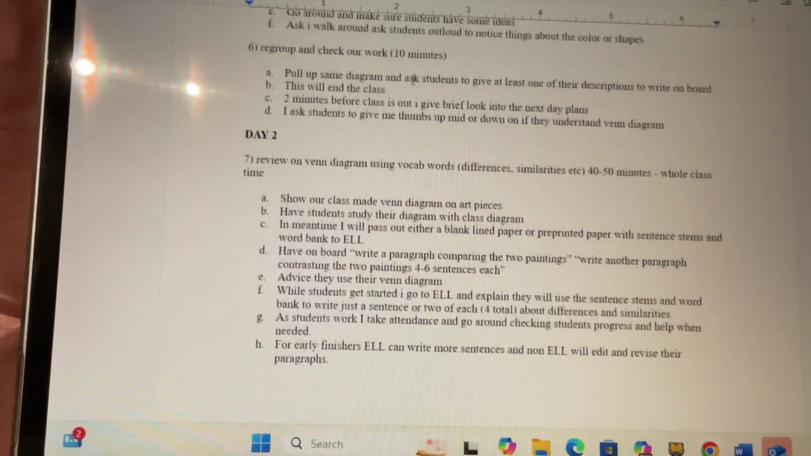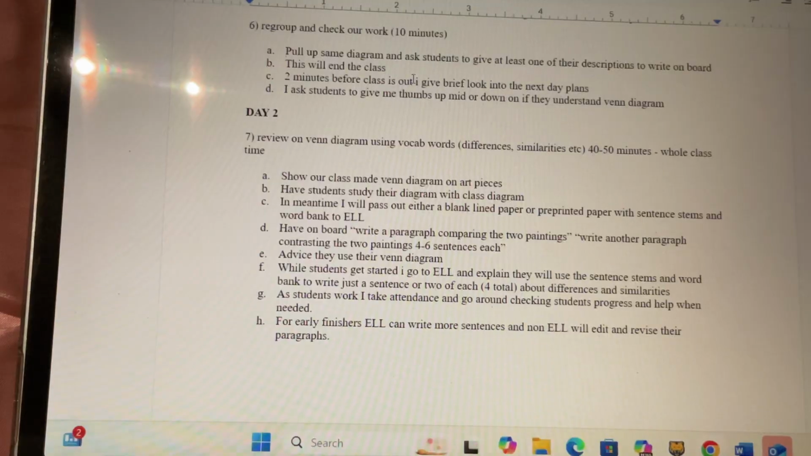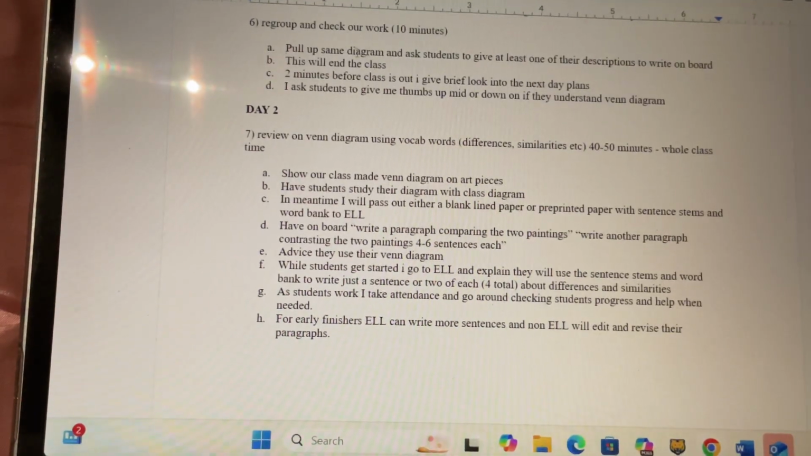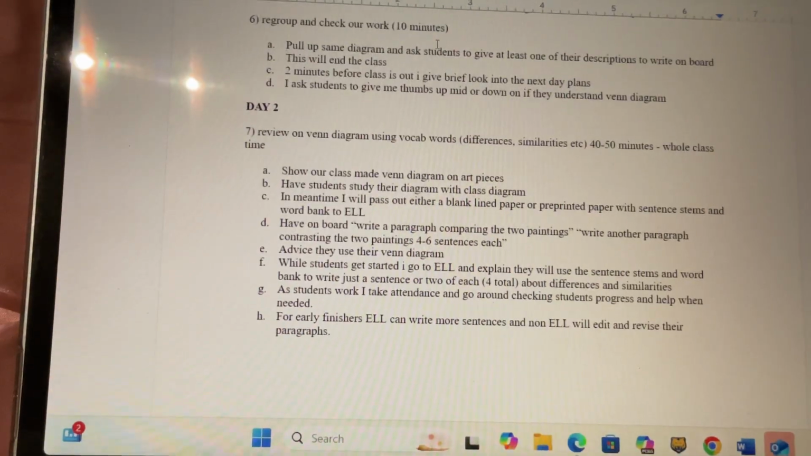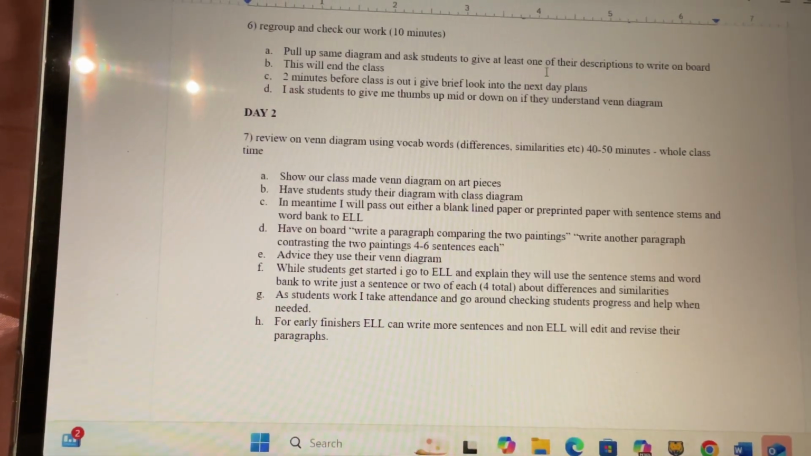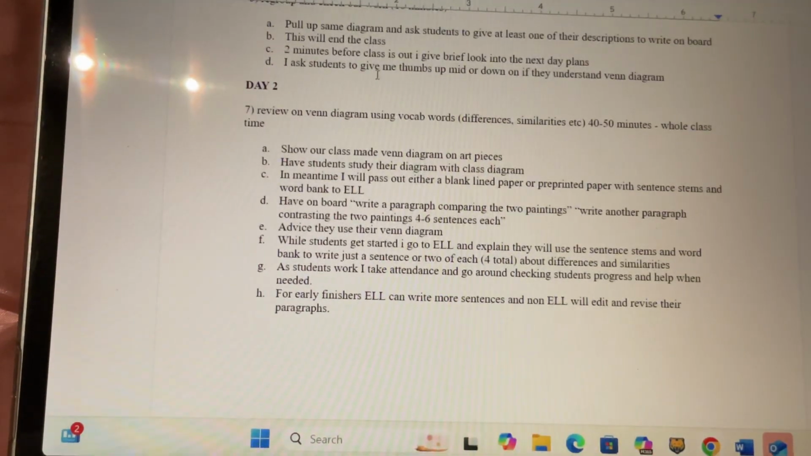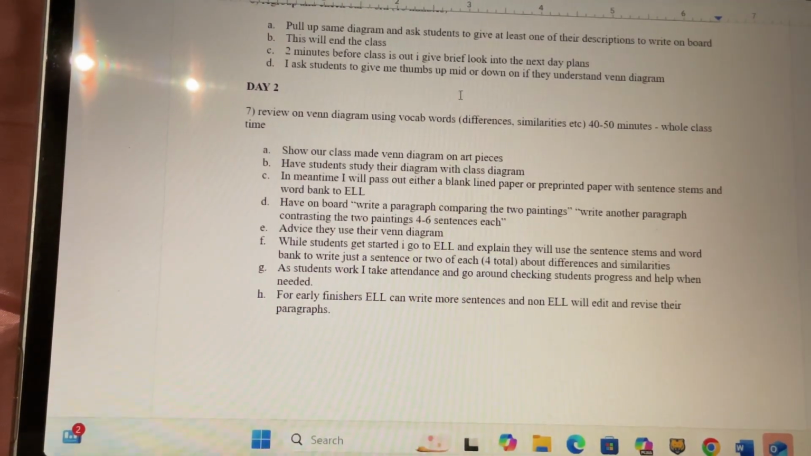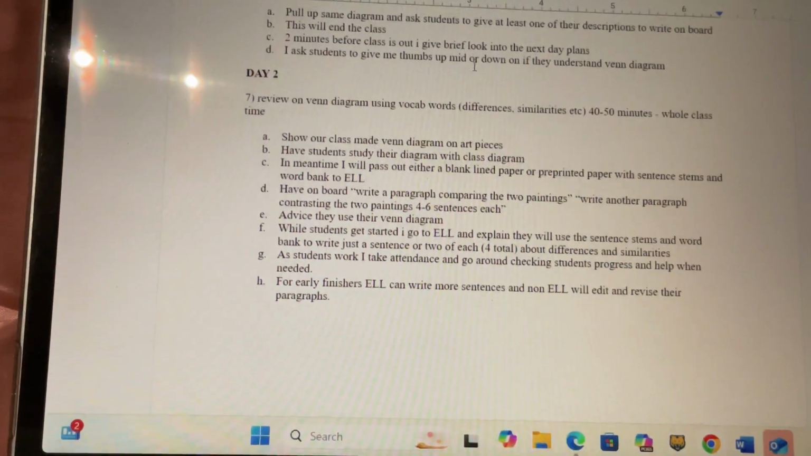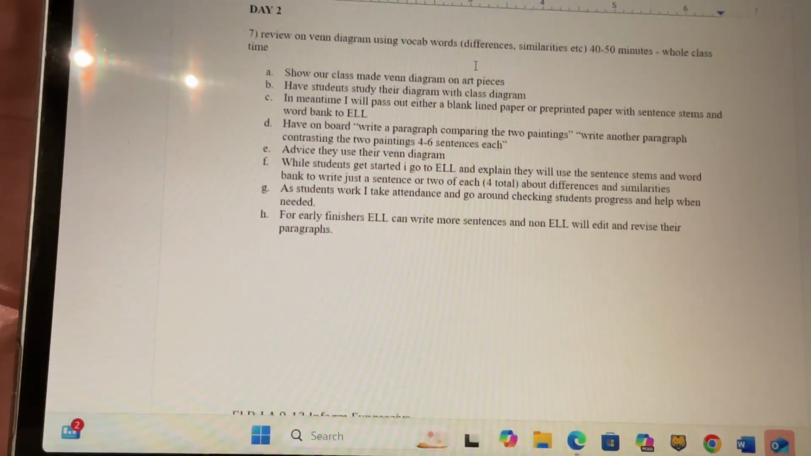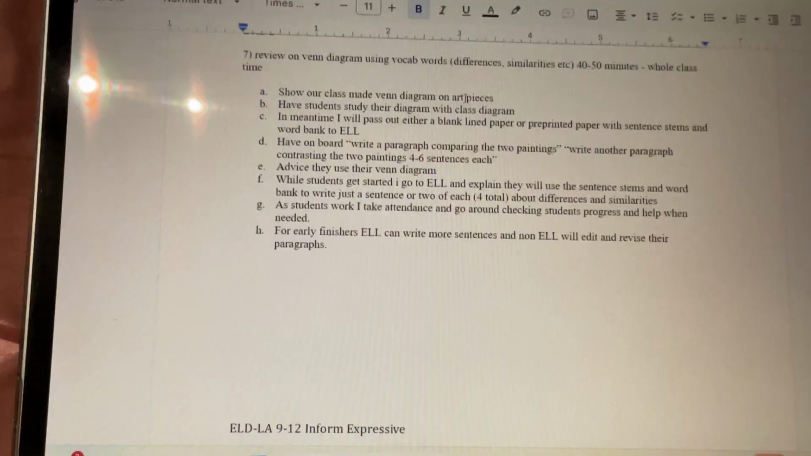And then we would all regroup towards the end, and I pull up the same Venn diagram they're working on and ask students to give at least one of their descriptions to write on the board, and that's how we will end class. But before we end class, I'm going to do a brief explanation of what we're going to do the next day, so they know what to look forward to and be thinking about it.